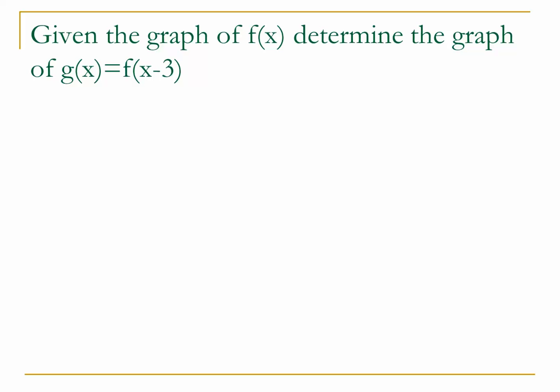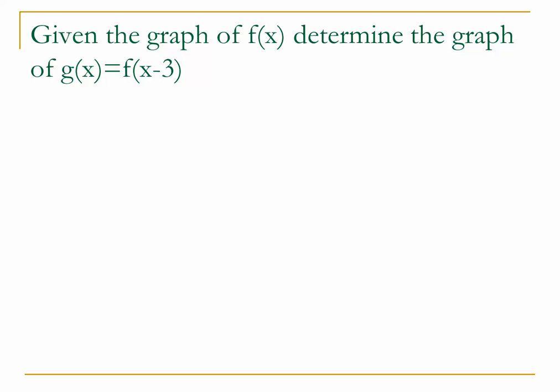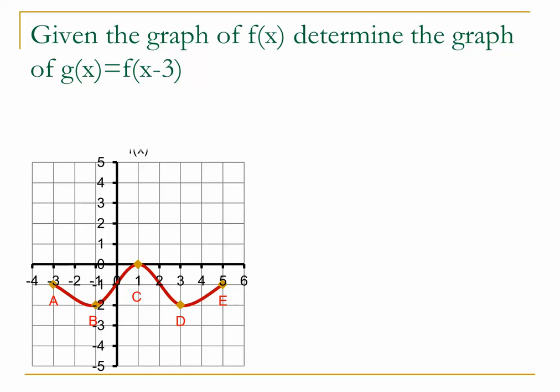To see the difference, let's use the same f of x and determine what the graph of g of x equals f of x minus 3 looks like. Remember back here, we had f of x plus 3, and that plus was on the outside of the function. Now we have a minus 3, but it's inside as part of the function. This tells me it's going to be a horizontal shift. That minus tells me it's actually going to be a shift to the right.